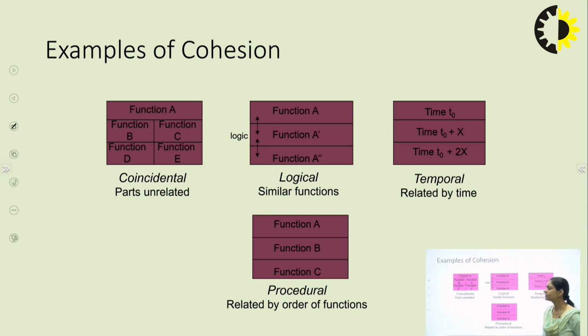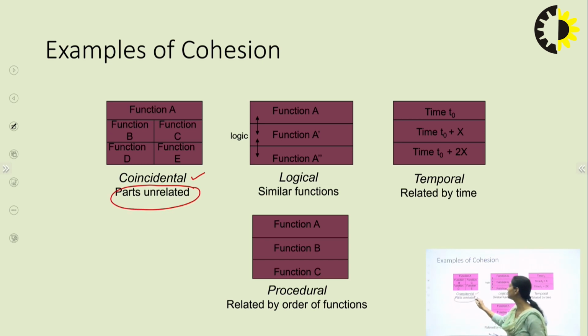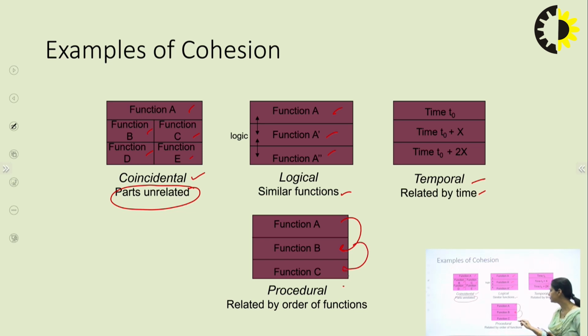The first one is coincidental cohesion, where all the parts are not related to each other, like separate functions which are not related to each other. The next one is logical cohesion, wherein the functions have a similar type of logic in them and that is implemented in a module. Temporal is related by time; all the variables should be interacting at a particular timestamp. Procedural depends upon the order of the functions, how function A is related to function B and then function B is related to function C.